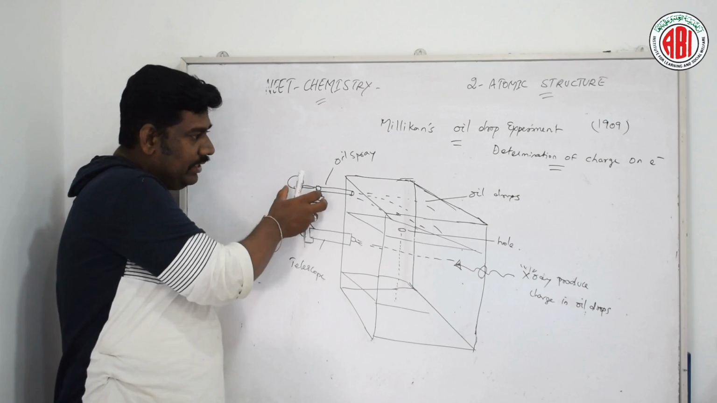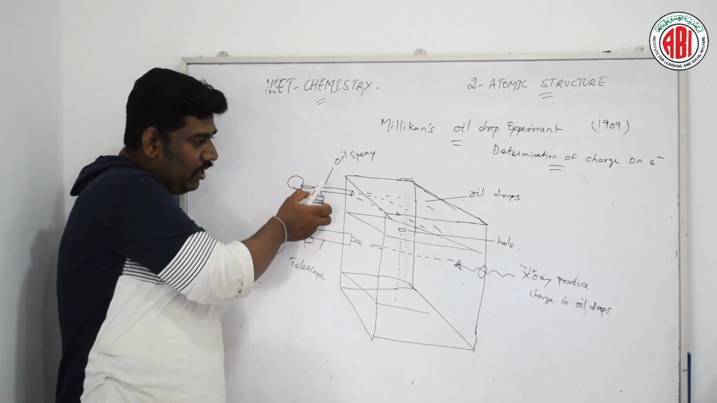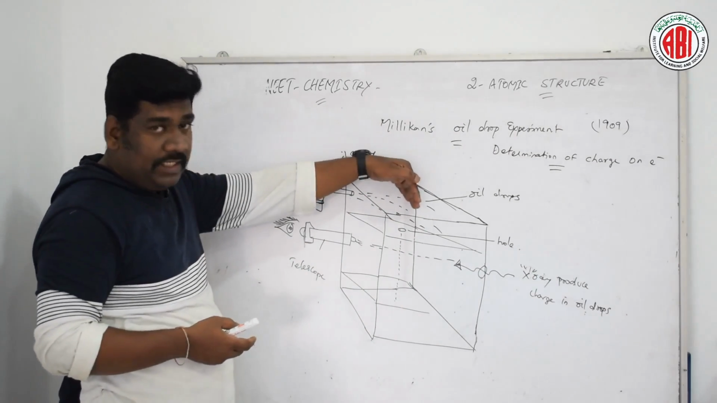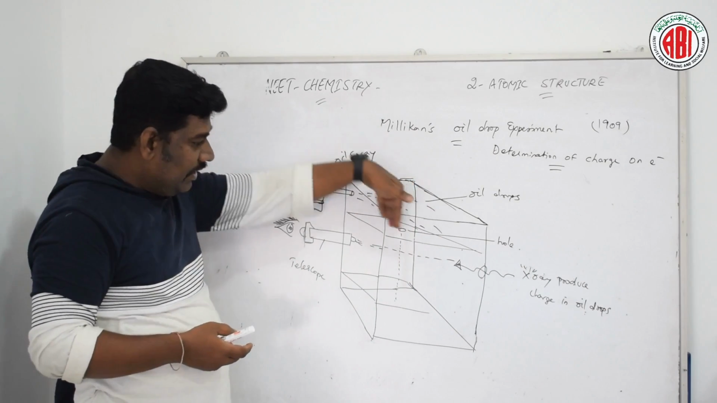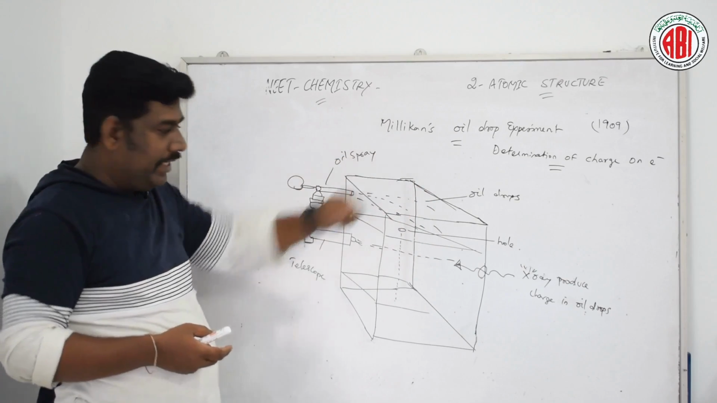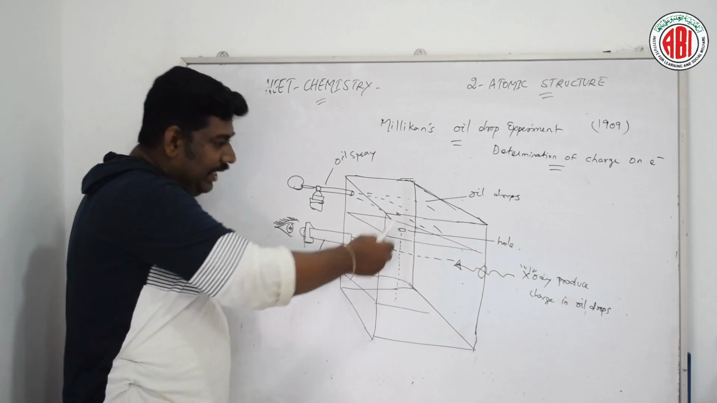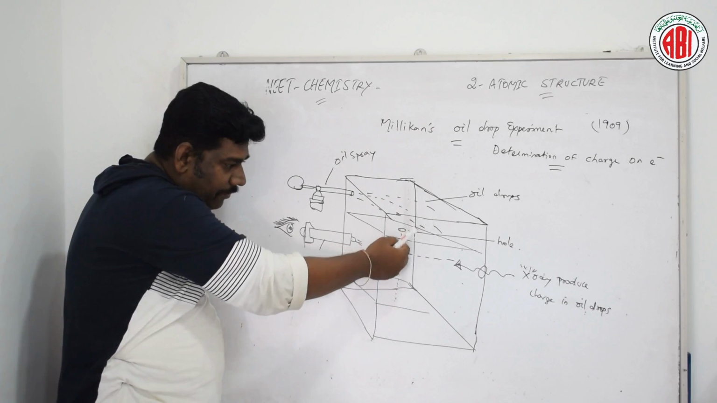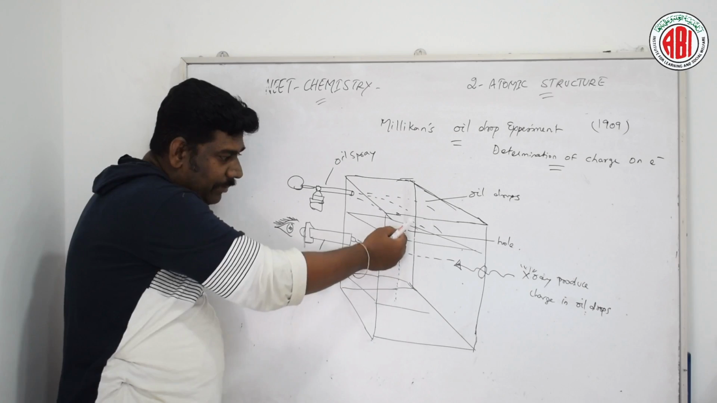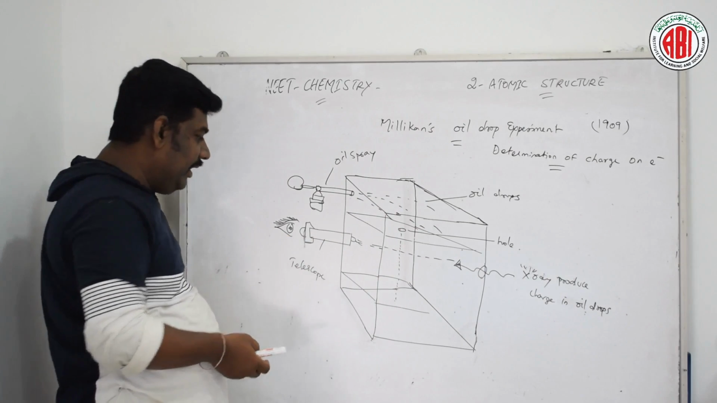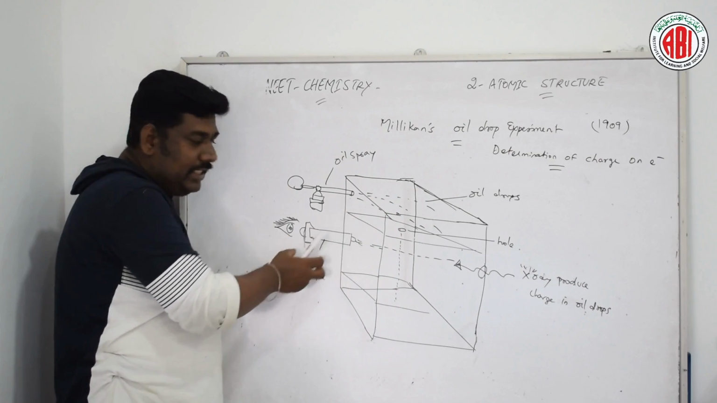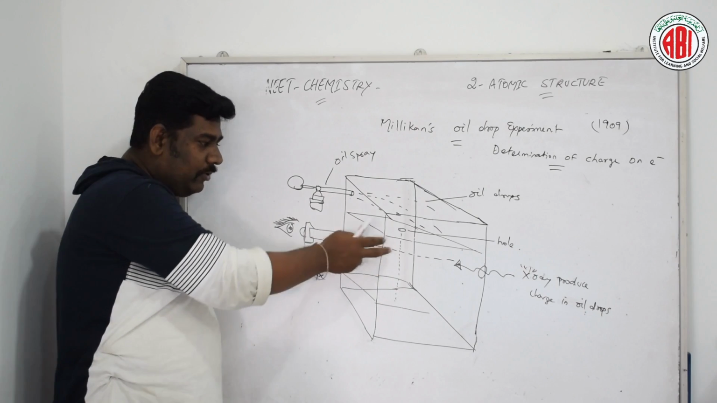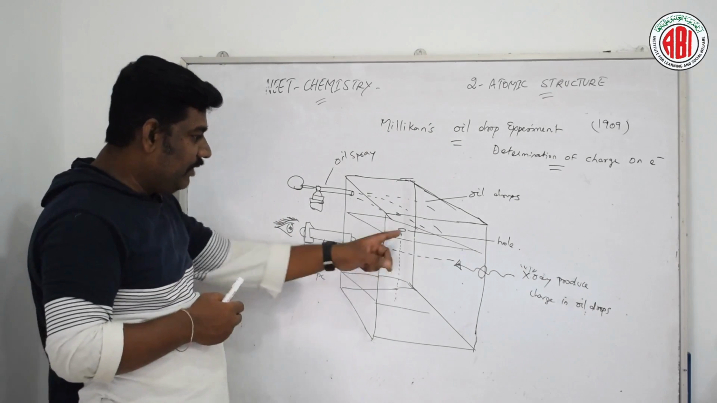So this oil spray helps in spraying oil drops through this hole, and they will fall into this experimental setup onto this charged plate. But a few drops may escape through this hole, and these drops can be seen. The oil droplets coming through this hole can be seen by a telescope which is placed at the left side of this apparatus. So through this telescope we are able to see the movement of oil drops from this hole.